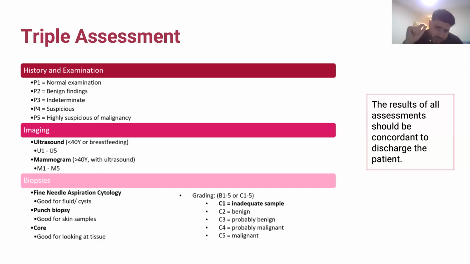So triple assessment is basically history and examination, the imaging, and then the biopsies. The examination is basically doing the breast exam, and they'll stratify their findings of a lump as being a normal exam, benign findings, indeterminate, suspicious, highly suspicious, malignancy. And you may see it when you do your breast rotation in the notes. They may say that history and exam was P2 or P3 or P4. Again, have a general outline of what they mean, knowing that from P1 to P5 is increasing suspicion and severity. But you don't need to fully commit it to memory.